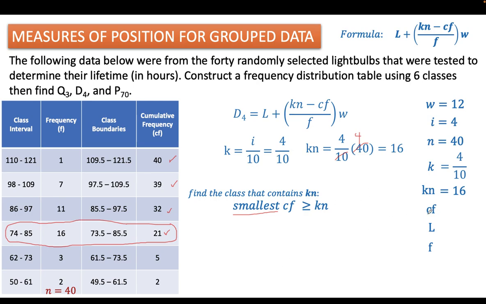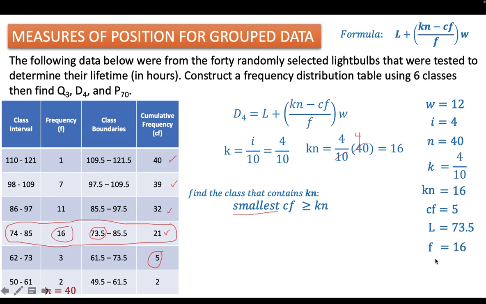So our cumulative frequency here is the cumulative frequency before the class, and that is 5. Okay, so our CF, or cumulative frequency, is 5. Then our lower boundary here is the lower boundary of the class itself, which is 73.5. And lastly, the frequency is the frequency of the class, which is 16.